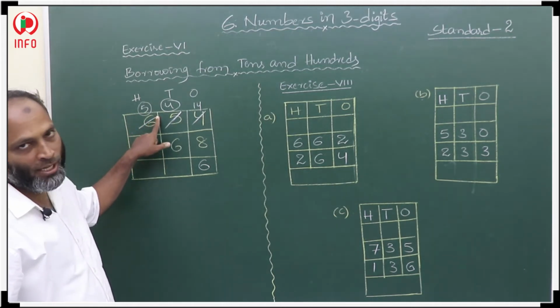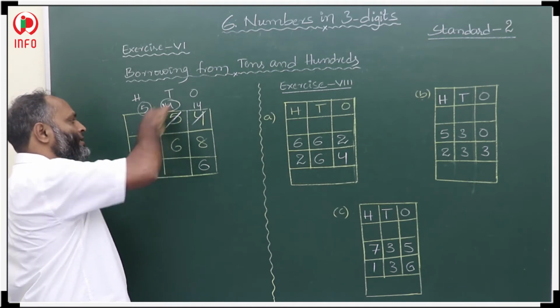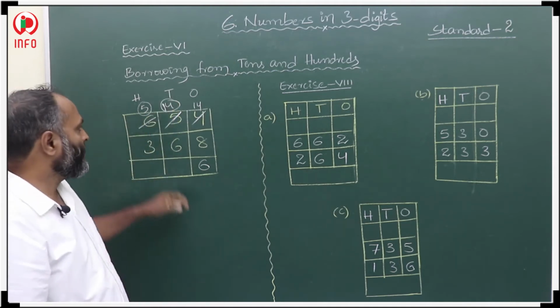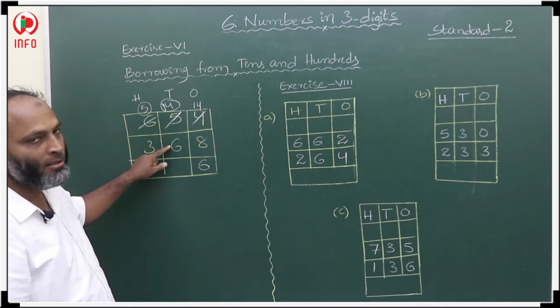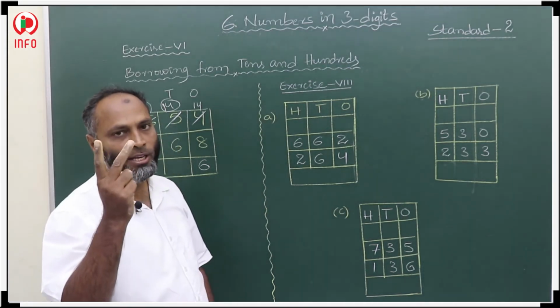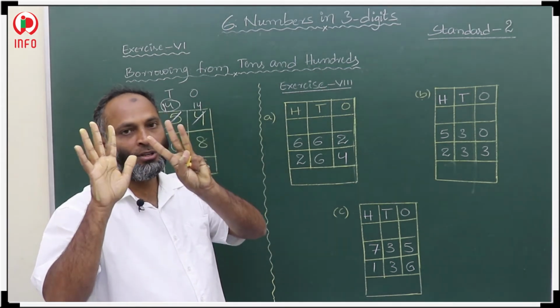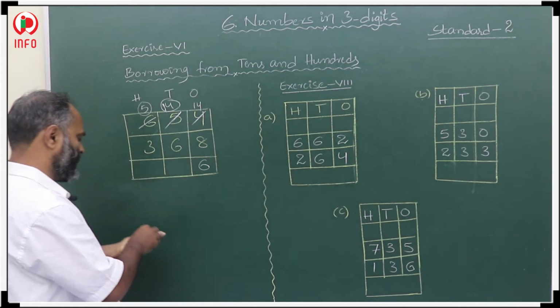100 is equal to 10 tens. 10 plus 4, 14 tens. Now 14 minus 6. From 7 to 14 you have to count. 7, 8, 9, 10, 11, 12, 13, 14. Total 8. 8 we have to write here.